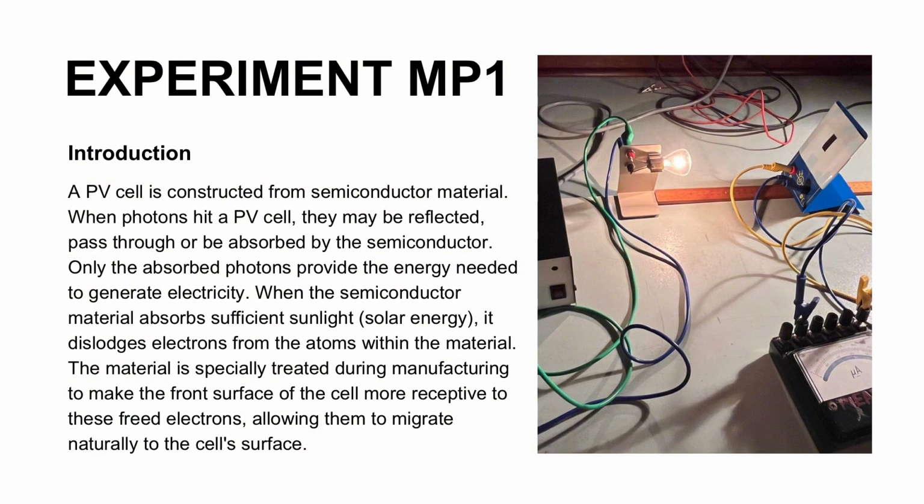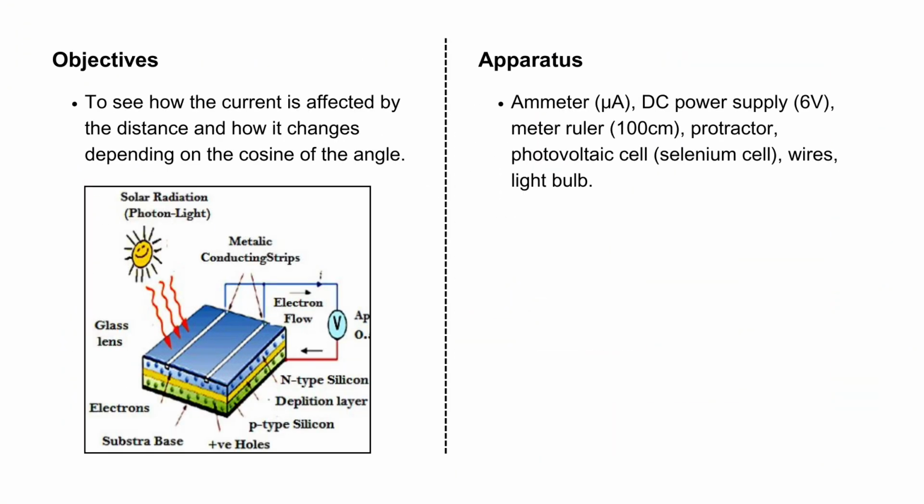This material is specially treated during manufacturing to make the front surface of the cell more receptive to these freed electrons, to allow the electrons to migrate naturally to the cell surface. The objective of this experiment is to see how the current is affected by the distance and how it changes depending on the cosine of the angle.